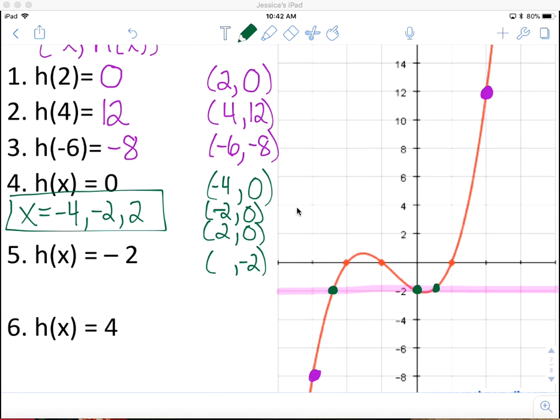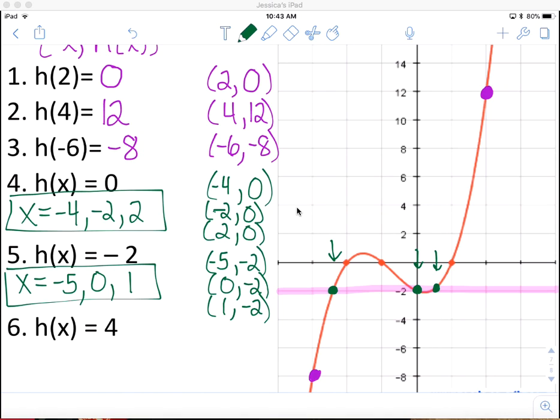So since this is going by 2's, this first point is at about -5. This second point would be at 0. And this third point is at about 1. So x is -5, x is 0, and then x is 1.